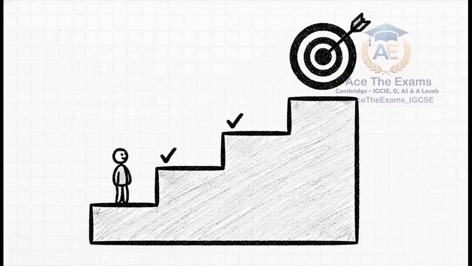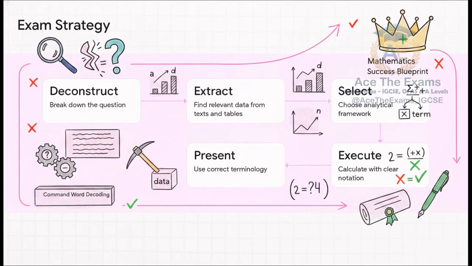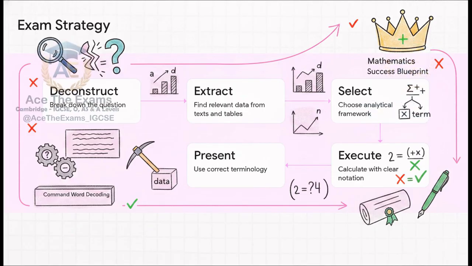Every single time you tackle an exam question, you must rigidly follow these 5 steps. Let's do a live transformation here and see how this works in practice. Step 1 is deconstructing the question. This is your command word decoding. For example, if a question says, show that the sum is 500, you cannot just state that it's 500. You have to build the entire proof from the ground up.